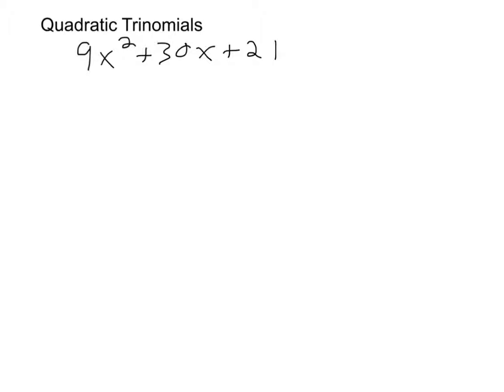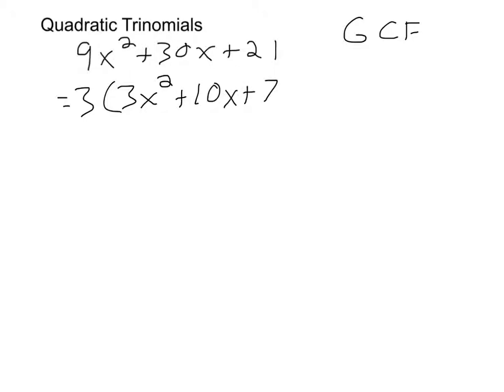First thing that I always look for is a greatest common factor, which I do have here, happens to be 3. When I factor out that 3, I'm left with 3x squared plus 10x plus 7. Now, in order to factor this, I'm going to look at the coefficient of the x squared and of the constant term. I'm going to multiply those two values together. 3 times 7 gives me a positive 21.